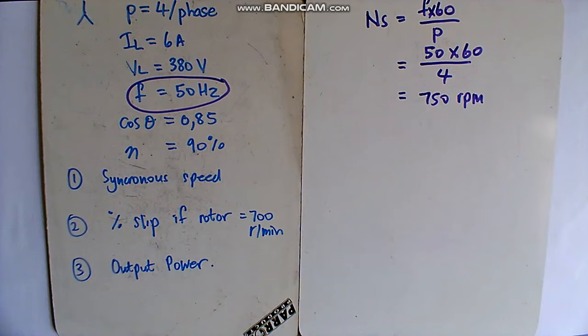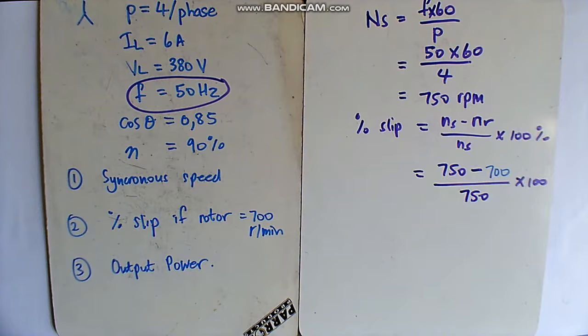The next one, we want to calculate the percentage slip if the rotor speed is 700 revs per minute. That is basically the same as the one we just did. Start with the formula, substitute into the formula. Don't forget that ns is the synchronous speed calculated above. 700 is the rotor speed. Right, answer.